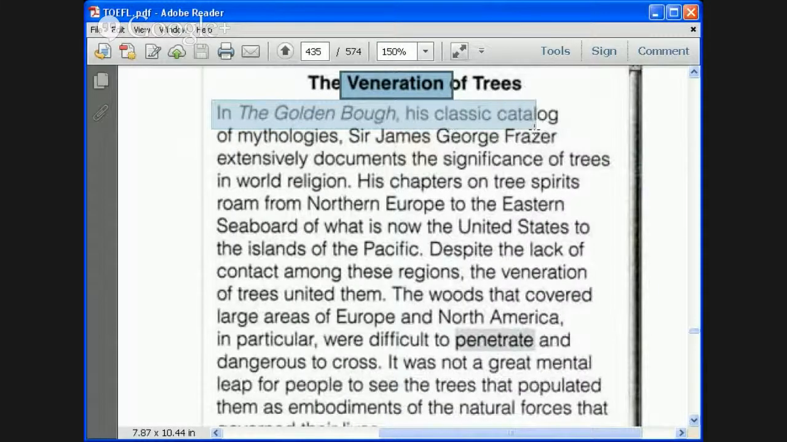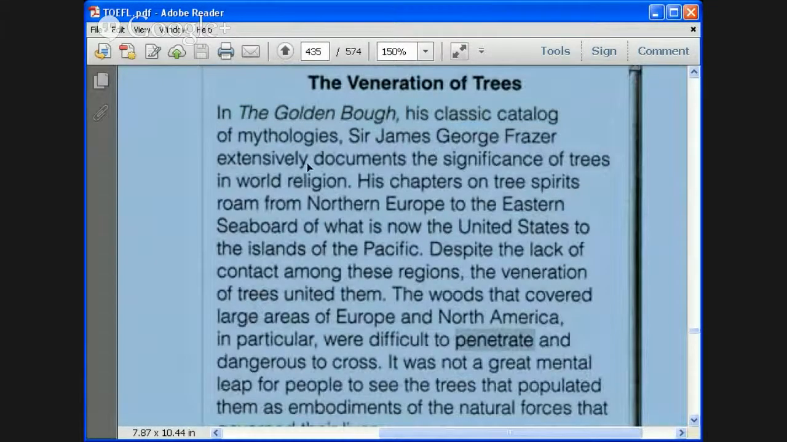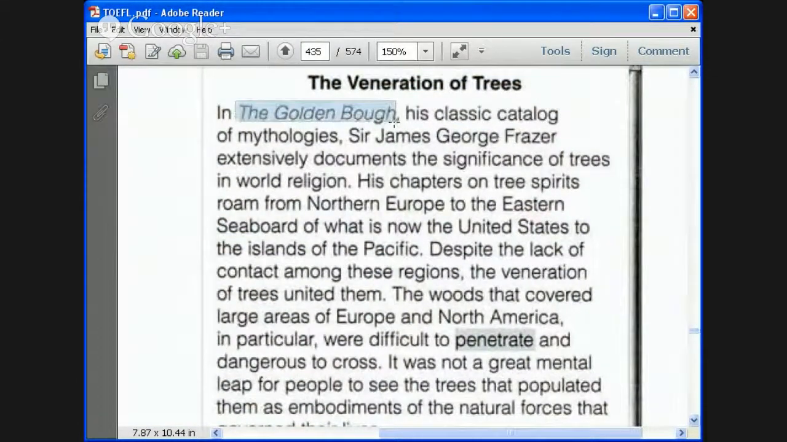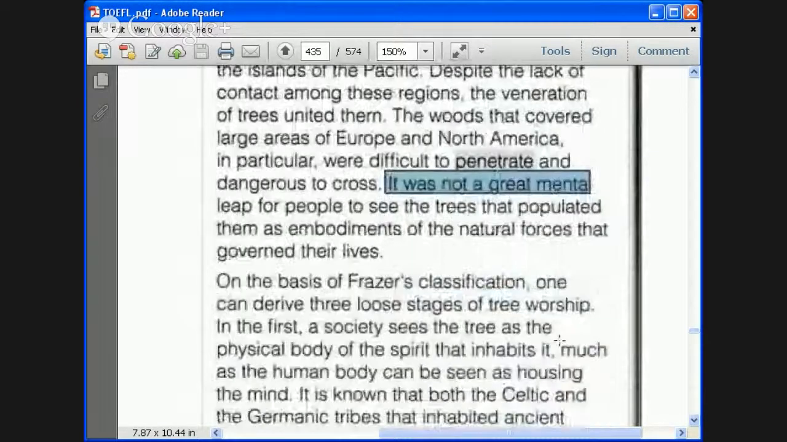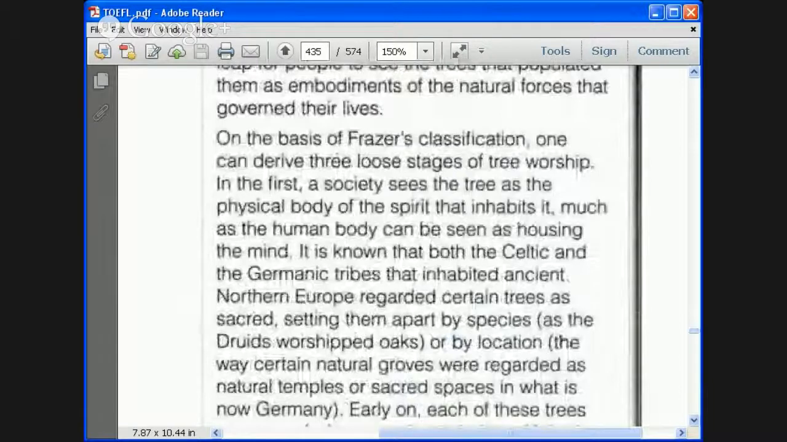In the Golden Bough, his classic catalog of mythologies, Sir James George Frazer extensively documents the significance of trees in world religion. His chapters on tree spirits, and so on. It was not a great mental leap for people to see the trees that populated them as embodiments of the natural forces that governed their lives. Okay. Close enough.